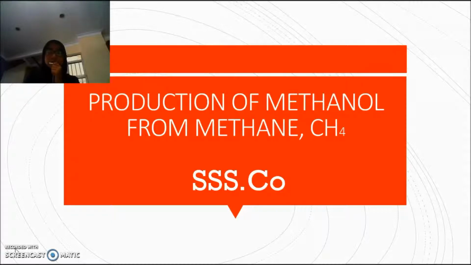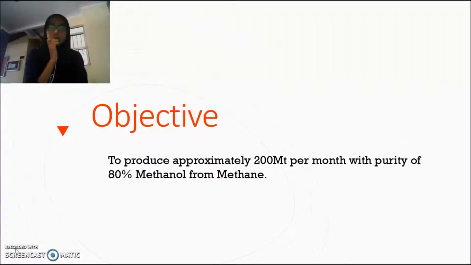Hello, my name is Nur Atika binti Ismail and my matric number is 193160. Our objective is to produce approximately 200 million metric ton per month with purity of 80% of methanol from methane.